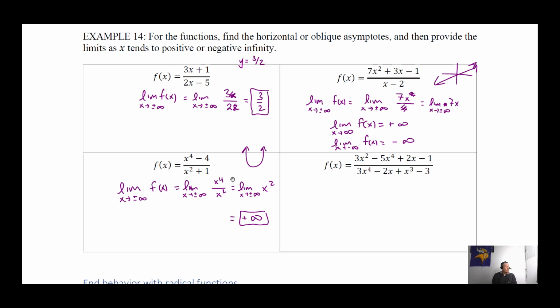Finally, be careful on this one. The dominant term is here and here. So the limit of f of x as x goes towards plus or minus infinity is going to be the limit as x goes towards plus or minus infinity of negative 5x to the 4th over 3x to the 4th. Nicely, the x to the 4ths cancel, and so we just get a numerical answer, which is the horizontal asymptote occurring at y equals negative 5 over 3.